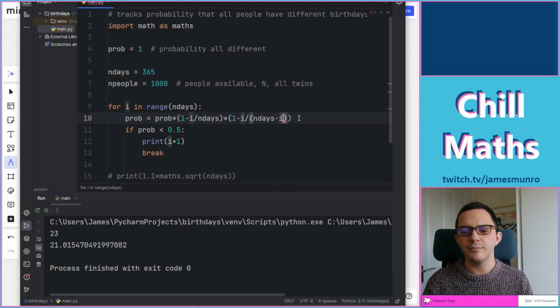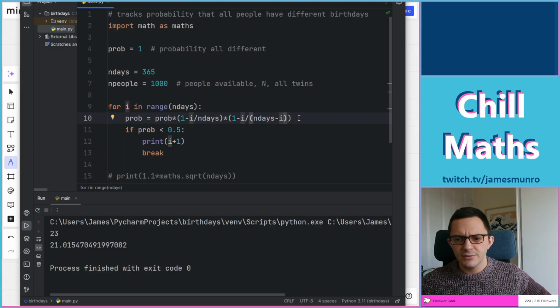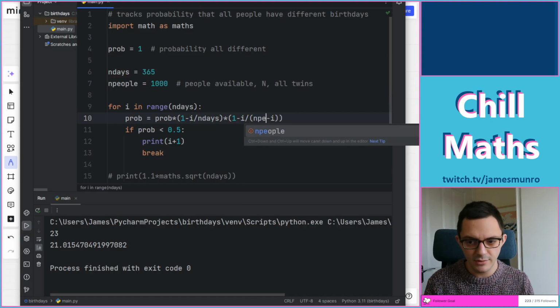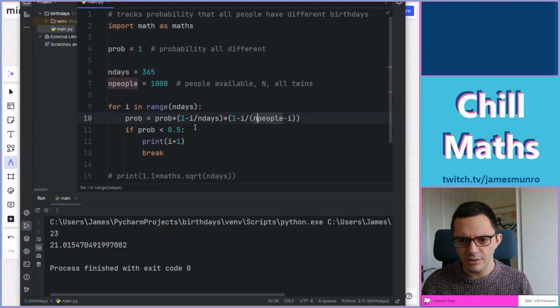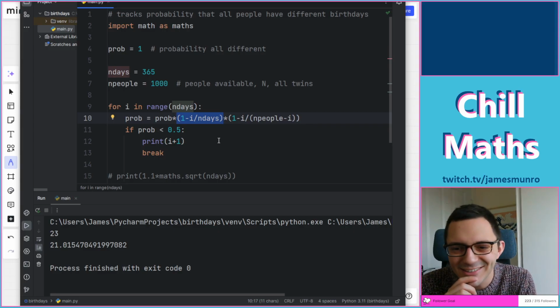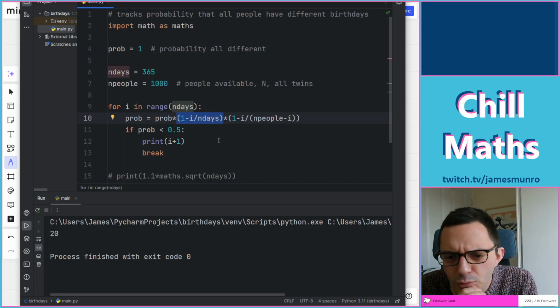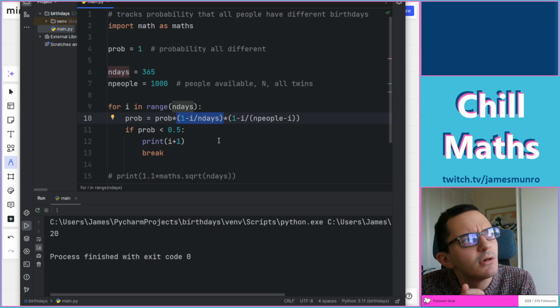Back in we go. 1 minus i over n days minus i. So it's a slightly different process, isn't it? Slightly different process. And I don't want n days, I want n people in that one. Cool, okay. So this term again is counting the probability. So you need to be not a twin and then also a different day of the year. If I put it in Desmos, I can do a graph. Fair enough. That's brought it down to 20, which seems about right. But it's slightly more likely.